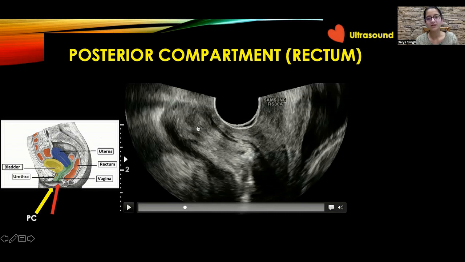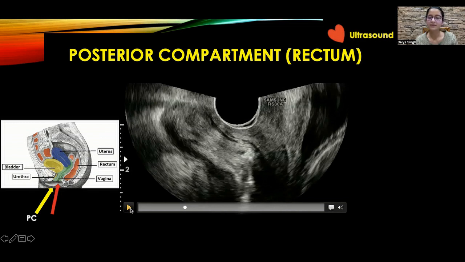So if you appreciate here, this is a longitudinal section of the anal canal. You can appreciate the hypoechoic muscular layer anteriorly and posteriorly, and the echogenic lumen of the anal canal. So this is the kind of image that you would get if you have directed your probe correctly towards the posterior compartment at the introitus.